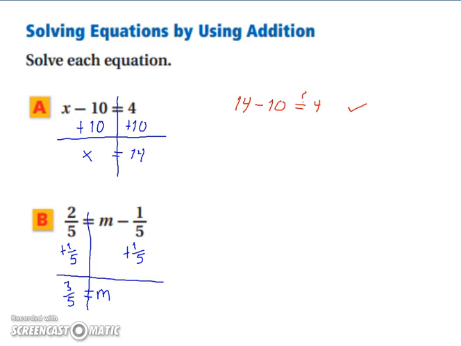However, let's double check our work. Is 2/5 in fact equal to 3/5 minus 1/5? Yes, it is, so we're good to go. Let's try some more examples.